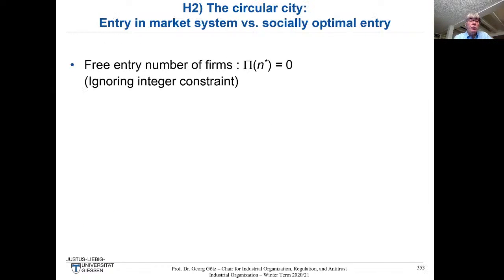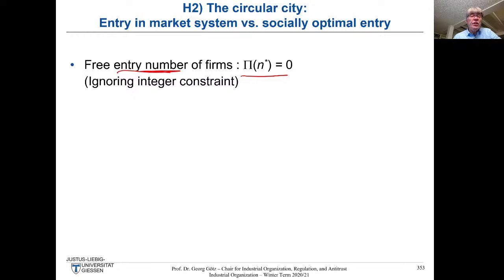Yeah, now what we can look into is to address the question whether the entry in the market system is optimal in the social sense. That is, do we get over entry or insufficient entry? Therefore, we just look into what will be our market number of entrants. That is the free entry number of firms. Here we just set these profit per firm equal to 0.